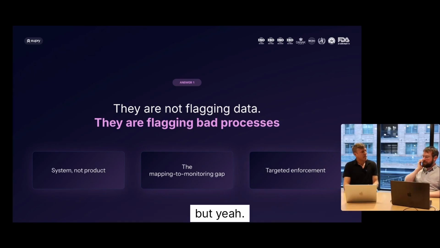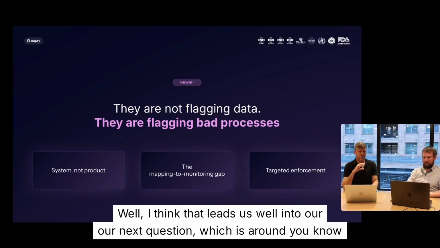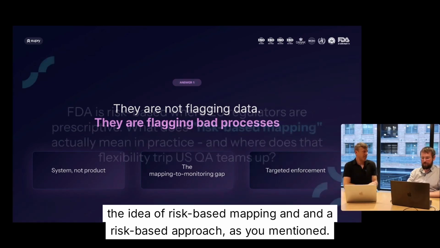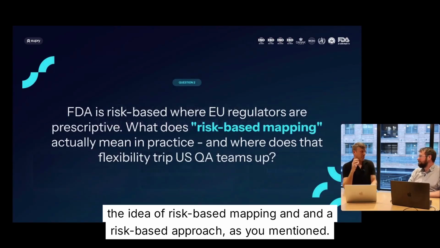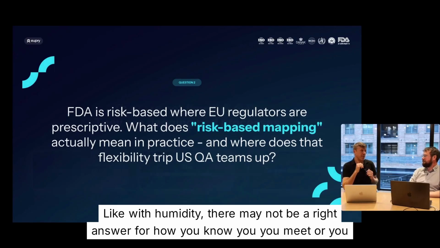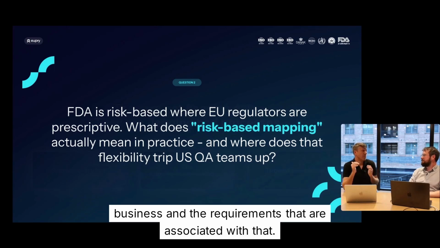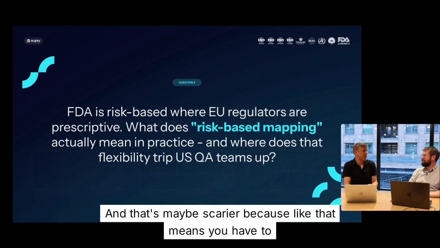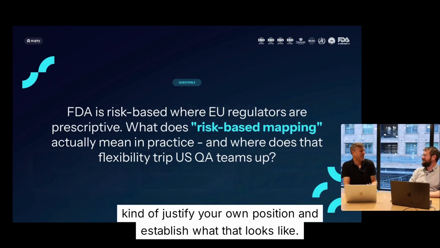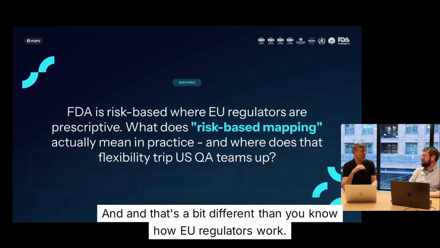Well, I think that leads us well into our next question, which is around the idea of risk-based mapping and a risk-based approach, as you mentioned. Like with humidity, there may not be a right answer for how you meet or exceed FDA guidelines. You have to develop a process or a set of recommendations that work for you and your business and the requirements that are associated with that. And that's maybe scarier because that means you have to justify your own position and establish what that looks like. And that's a bit different than how EU regulators work.